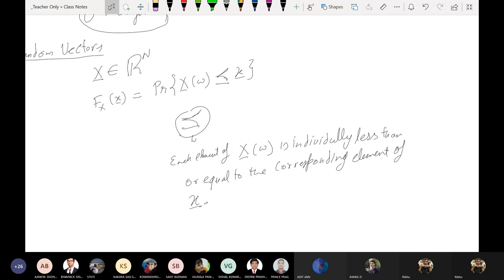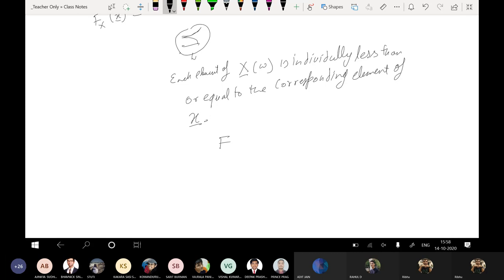So let's stop here. Just let me define one last thing, that expectation of X is now a vector mu with each element being the actual mean. So you take the element wise mean. How we deal with the notion of variance and covariance here, we'll discuss that tomorrow.